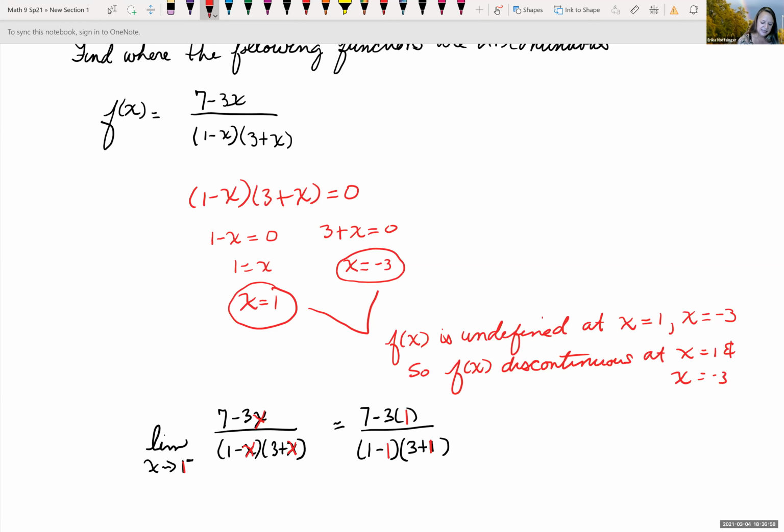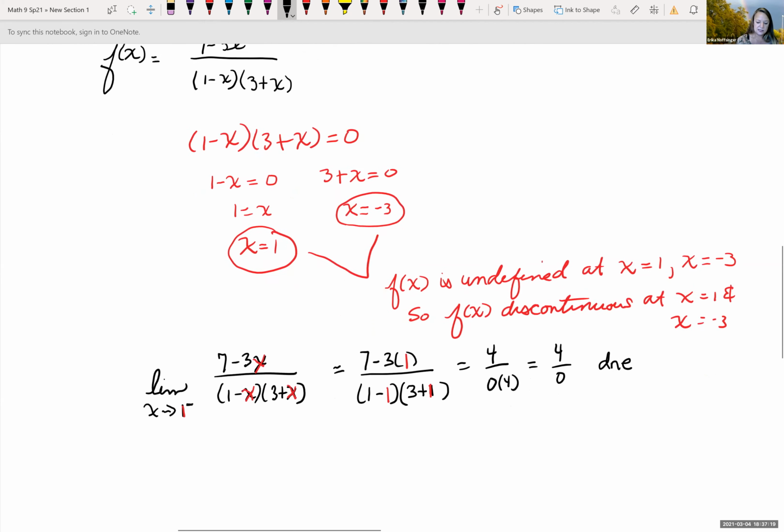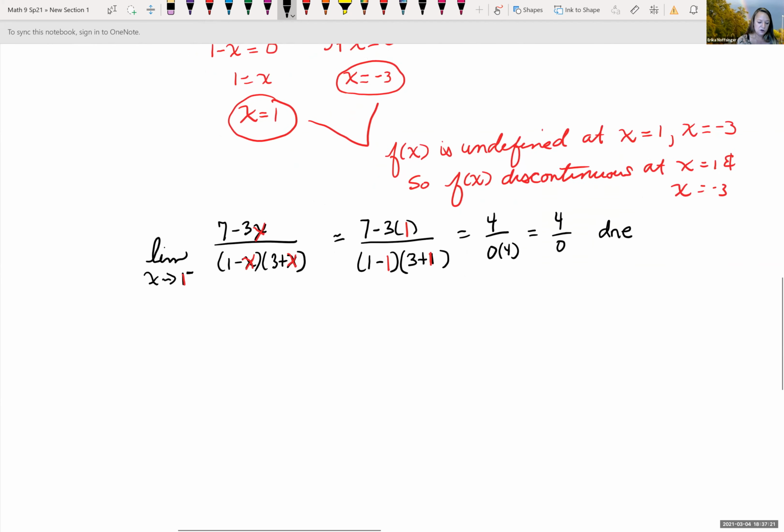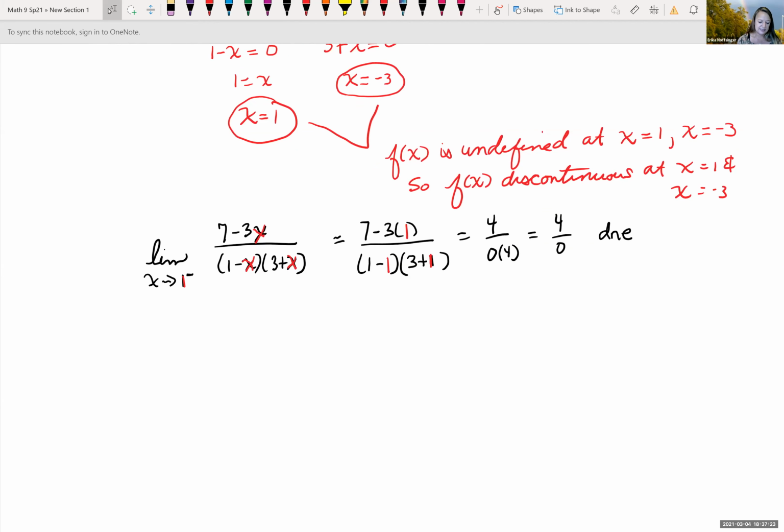And so notice I get 7 minus 3 in the numerator, which is 4, all over 0 times 4. This is 4 over 0. If we get 0 in the denominator and not in the numerator, we can say that the limit does not exist. We already knew that though, because it was undefined. So let's look at what's happening though, as we're getting closer and closer to 1 on the left-hand side.